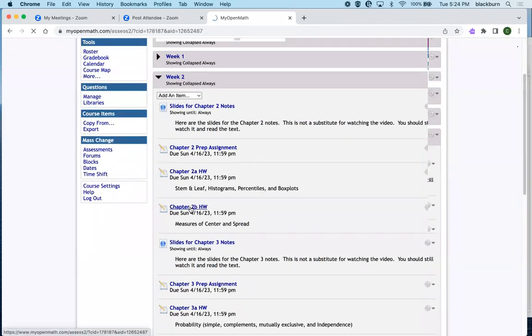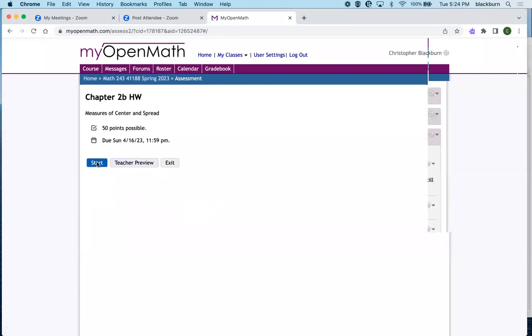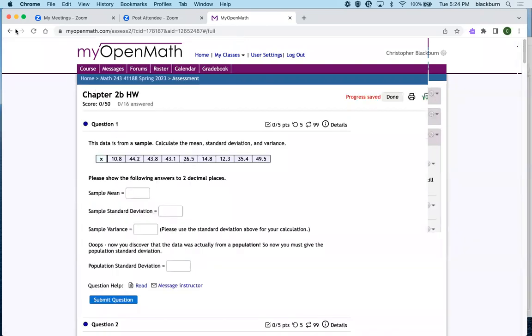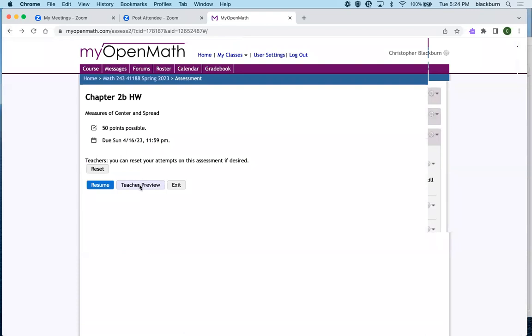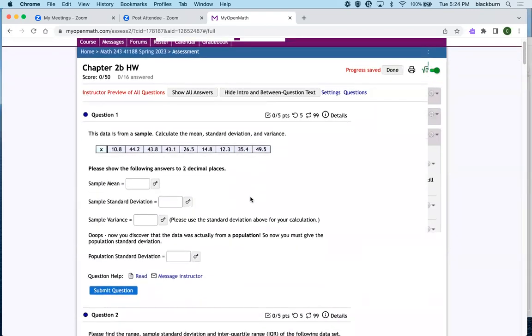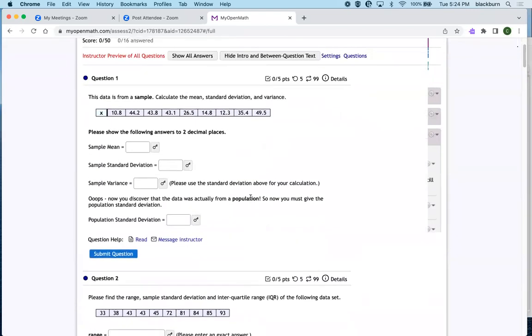Okay, here we go. Chapter 2B. What if I do a teacher preview? I can look at the answers then. Let's do that. All right. So the data is from a sample. Calculate the mean, standard deviation, and variance. Okay. So, we could do it by hand, and Wendy describes how to do it by hand in her videos.